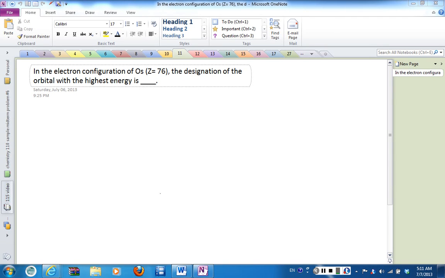And apparently, the straight out way to solve this problem is to write the electron configuration of osmium, which is, well, not very hard to do. If you look at osmium, it is number 76, and to write its electron configuration, you look back on the last noble gas element before it. For osmium, the last noble gas element before it is xenon.